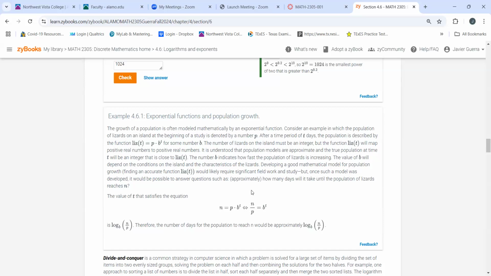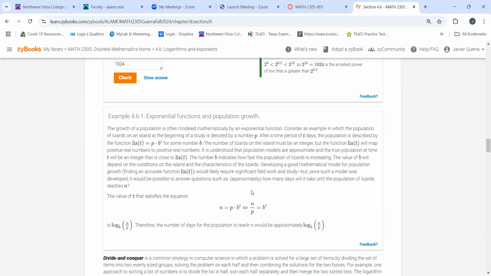The number b indicates how fast the population of lizards is increasing. Therefore, the value of b will depend on the conditions on the island and the characteristics of the lizards. Developing a good mathematical model for population growth, finding the accurate function liz of t, would likely require significant field work and study, but one such model was developed.